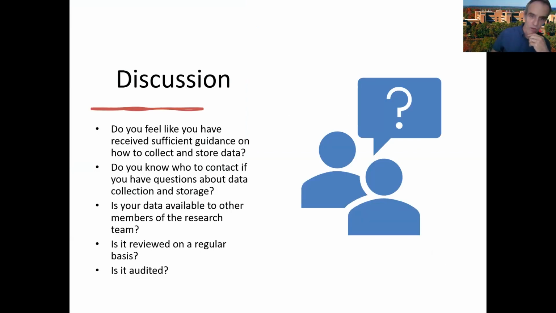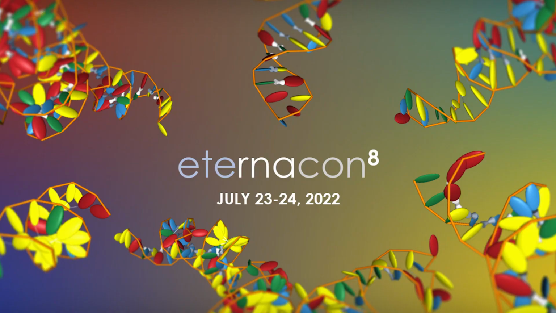Do you feel like you have received sufficient guidance on how to collect and store data? Do you know who to contact if you have questions about data collection and storage? So just a quick question here for you citizen scientists. Do you think you've gotten good guidance on this? Someone said they've learned a few hard lessons. That's good. Sometimes the hard lessons are the best ones, right?